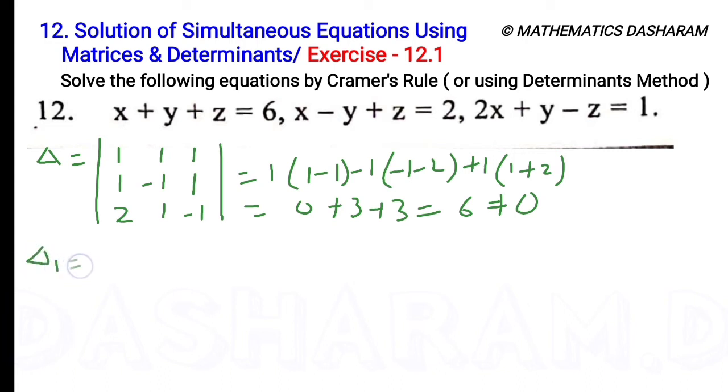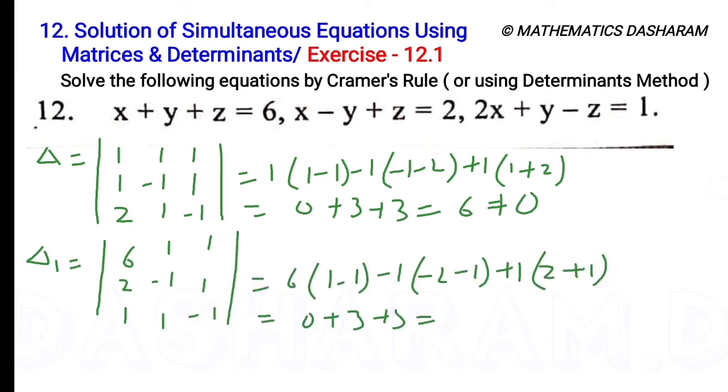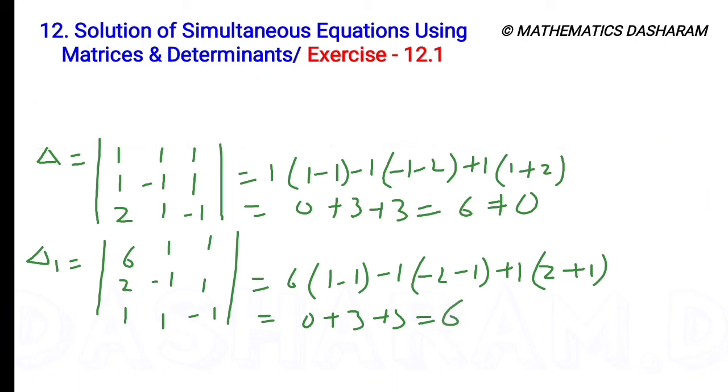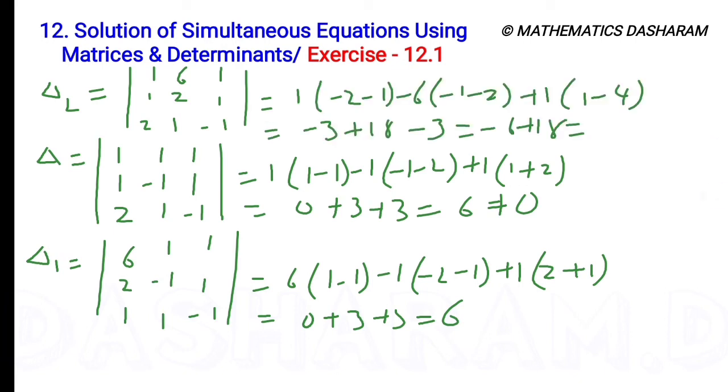Next, delta 1: replace the first column elements with the constant numbers. So 6, 2, 1, then 1, minus 1, 1, then 1, 1, minus 1. Find its determinant. So 3 plus 3 equals 6. Next, delta 2: replace the second column with the constant numbers, 6, 2, 1. Let's find its determinant. So it is equal to 12.